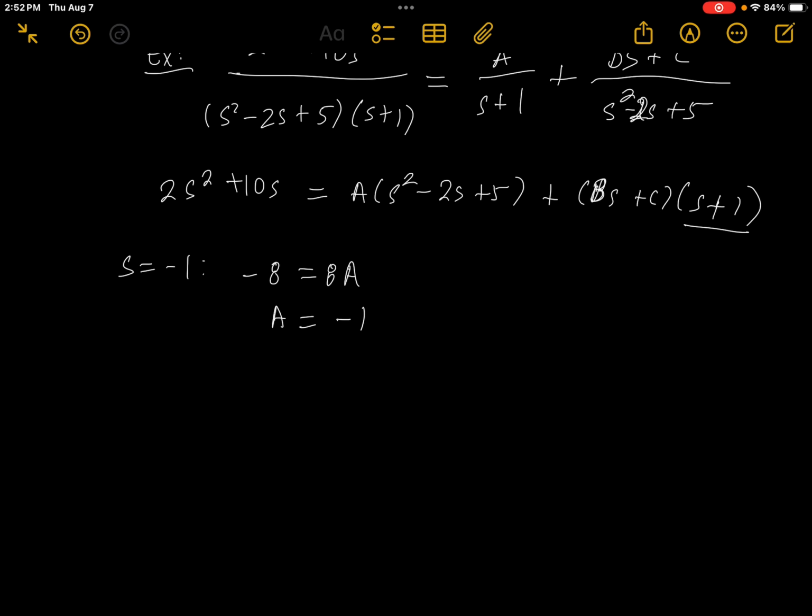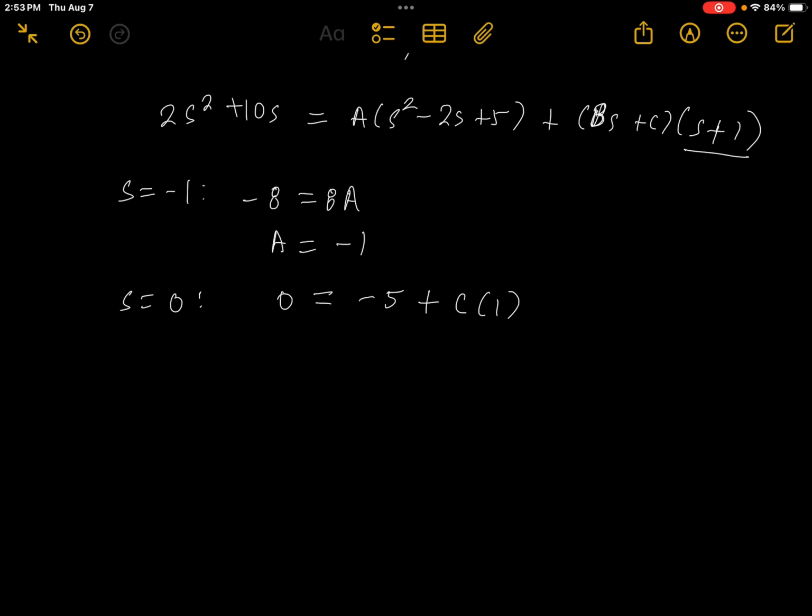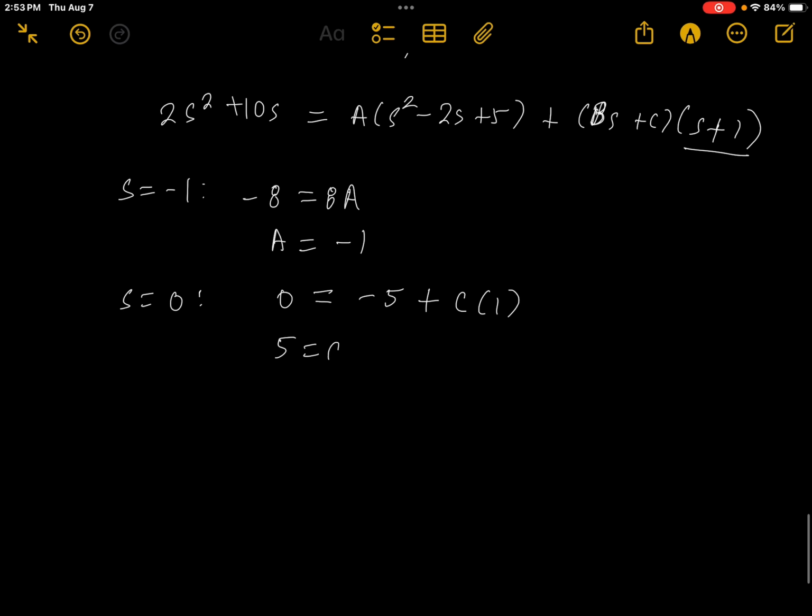Okay? Now we still have to figure out b and c. And again, we can just plug in values of s. So let's plug in s equals 0. Plug in s equals 0, you're going to get 0 on the left, and on the right, you are going to get 5a. And we know that a is negative 1. So you get negative 5 plus c times 1. Okay? And so 5 is equal to c.